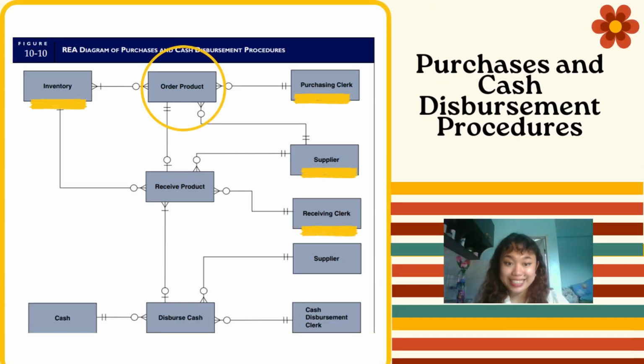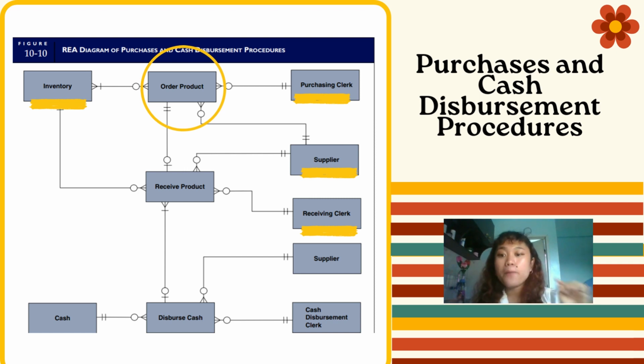10-10 shows the purchase and cash disbursements procedure, and there are three events in Apex's purchases and cash disbursement system. First is order product. The order product event is like making a shopping list. Here's how it works. First, need for inventory. When the store realizes it's running low on products because the customers have bought them, think of this as an out of stock situation. They need to restock.